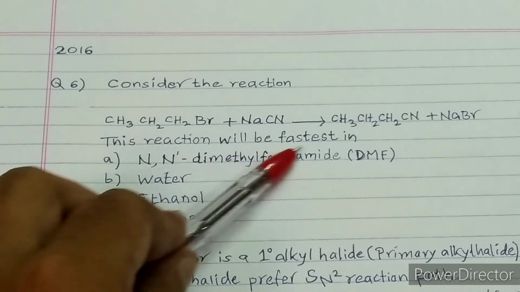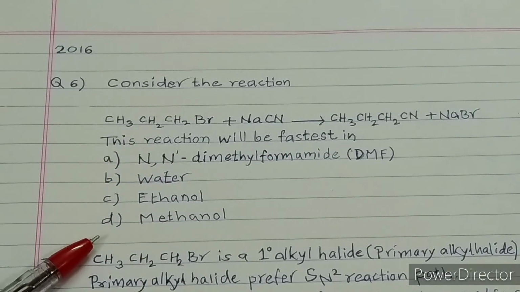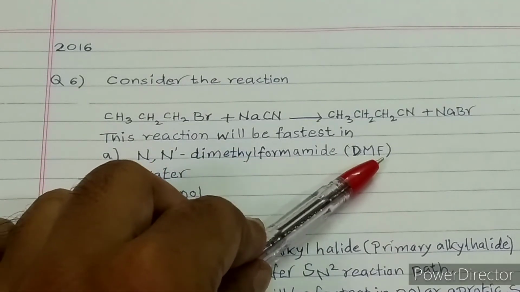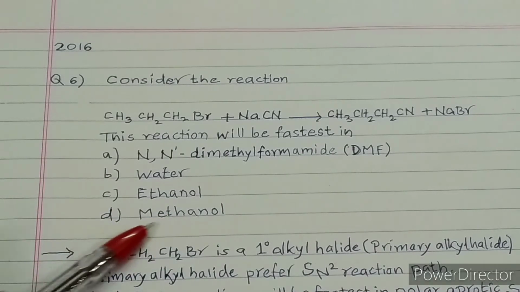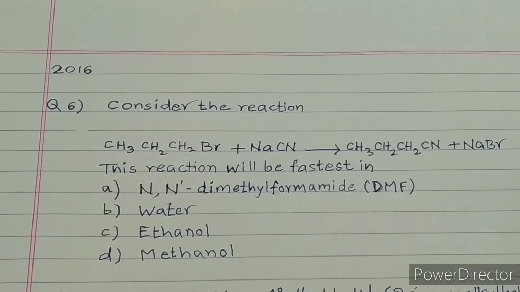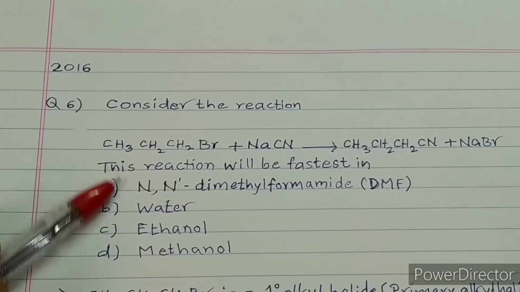This reaction will be fastest in... They have given here 4 solvents. Option A, N,N-dimethyl formamide, it is called as DMF. Option B, water. Option C, ethanol. Option D, methanol. These are 4 solvents. We have to decide in which of the following solvents the above reaction takes place in a fast manner.